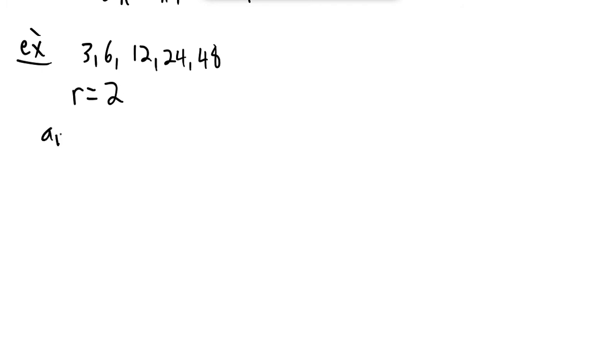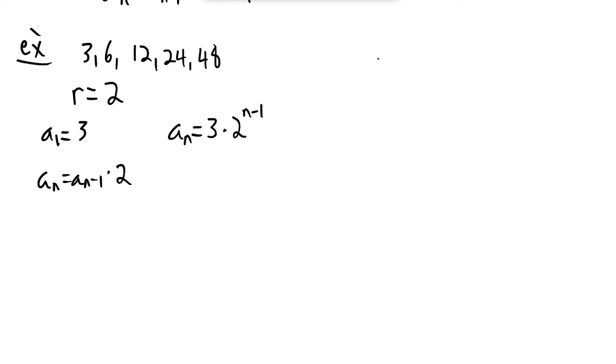How do we write this recursively? Well, our first term is 3, and every term after that is going to be the previous term times, oh, excuse me, not 3. Our common ratio is 2. The explicit formula is going to be a sub 1, our first term, 3, times our common ratio raised to the n minus 1.